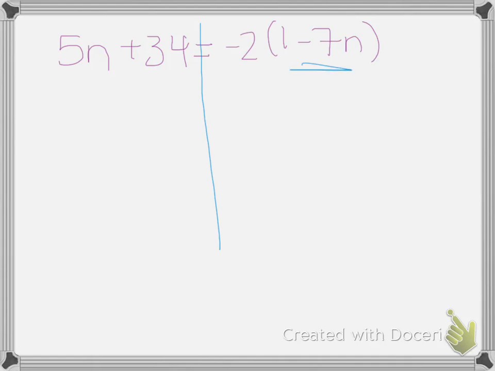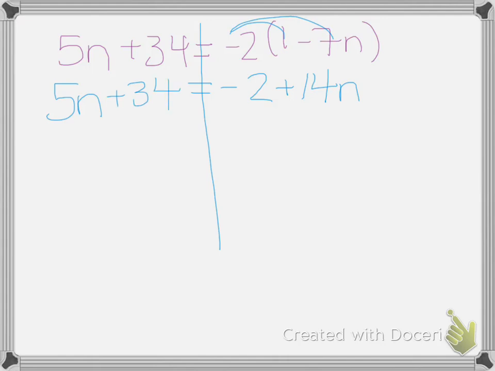We can't just move this negative 7n and combine it with this 5n, because there's distributing that has to happen first. So that'll be our first step. So negative 2 times 1 is negative 2. Negative 2 times negative 7 is positive 14, and we have to keep that n since we're multiplying. I keep my equal sign straight down, and then 5n plus 34.